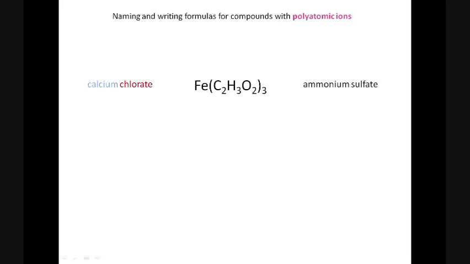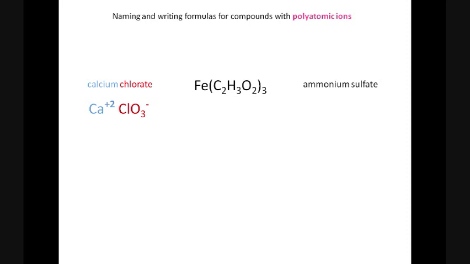For the first example, we have the name calcium chlorate. Chlorates are very common in chemistry, so it's worth getting familiar with this polyatomic ion. First of all, we know that calcium has a positive 2 charge, and the polyatomic ion list tells us that chlorate has a negative 1 charge.